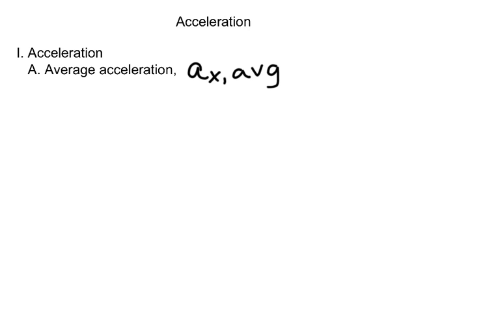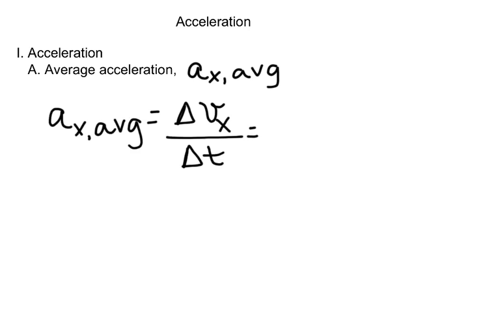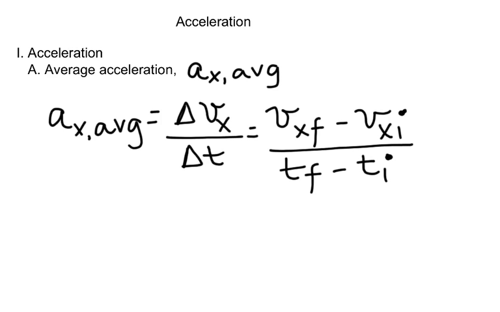And the formula for that is, where your average acceleration is your change in velocity in the x direction divided by your change in time, which is equivalent to your final velocity in the x direction minus your initial velocity in the x direction, divided by the quantity of your final time minus your initial time.